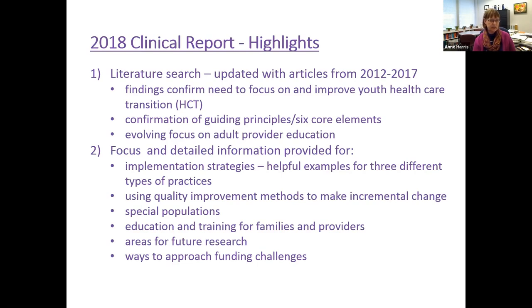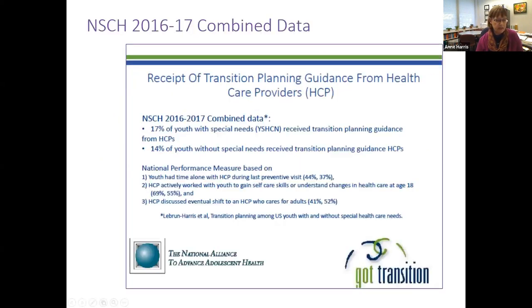They reviewed the literature from 2012 to 2017, and there has been some literature published on different ways that we are providing evidence for what works for youth health care transition. But the findings confirmed that we still need to focus on this, and I'm going to share just a little bit of one piece of data from our national survey that continues to show that healthcare transition is an ongoing need to support and improve.